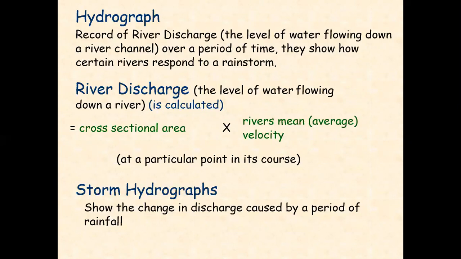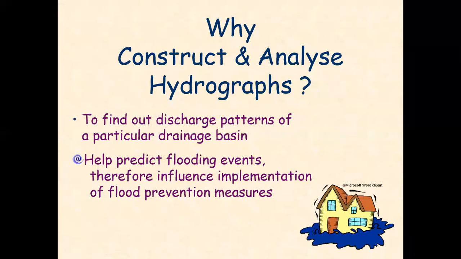A storm hydrograph shows the change in discharge caused by a period of rainfall, and it depends upon the rainfall intensity. Why construct and analyze hydrographs? It is used to find out the discharge pattern of a particular drainage basin, what amount of water is drained by that catchment area. It helps predict flooding events, and therefore influences implementation of flood prevention measures to control the flood situation or to create flood protection structures.